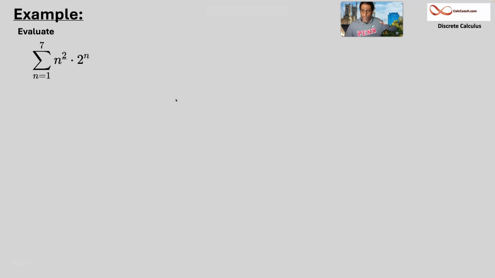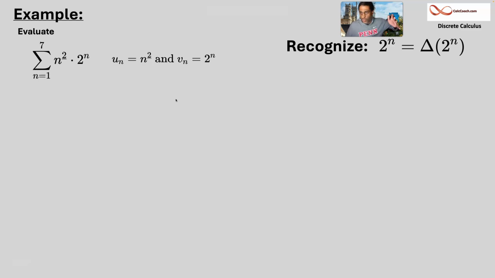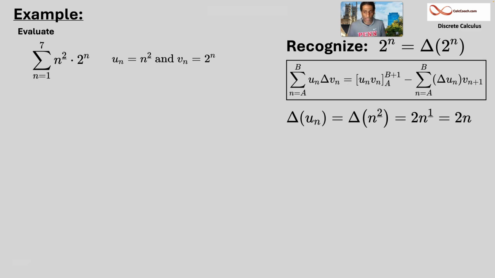Okay, so we have 2 terms. 2 to the n, of course, is going to be the forward difference on 2 to the n. And n falling 2, we can take the forward difference of without too much trouble. So one term you could recognize as a forward difference of something. The other term you have no trouble really taking the forward difference of. The u sub n is the term that you can quickly take the forward difference of. The v sub n is the one you recognize as the forward difference of some other term. And so let's now go execute the summation by parts formula.